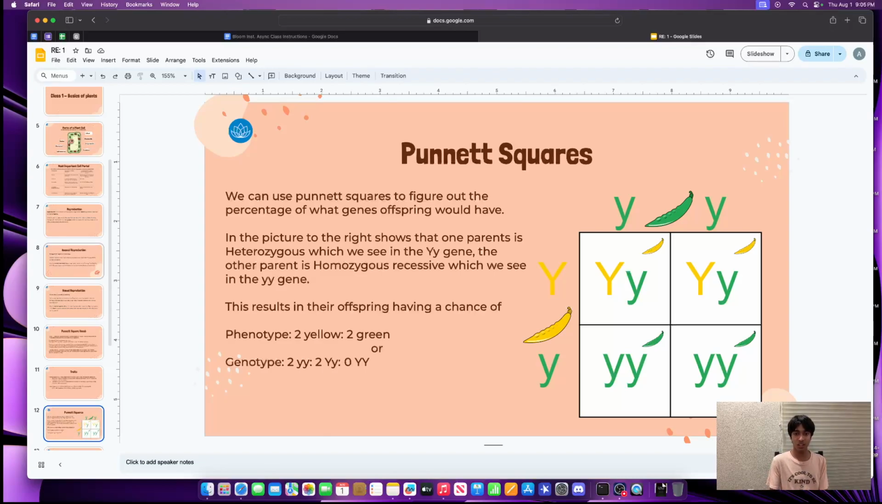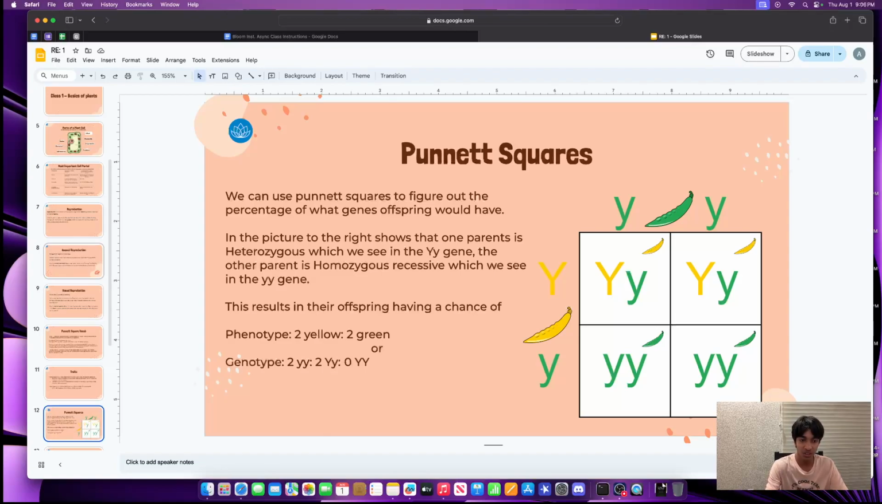So this results in their offspring having a chance of 2 yellow and 2 green, because the uppercase Y represents yellow, right? But even if there's a lowercase y next to it, the uppercase Y will always win over the lowercase one, and thus the organism that has been produced from these two genetic traits will always be a yellow offspring, because there was a yellow dominant allele. So we can get 2 yellow phenotypes from these parents, or 2 green, sorry.